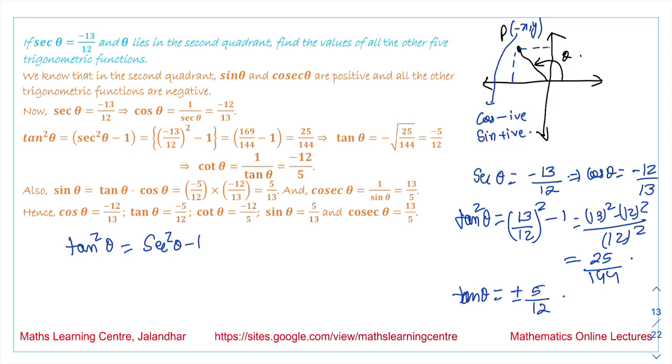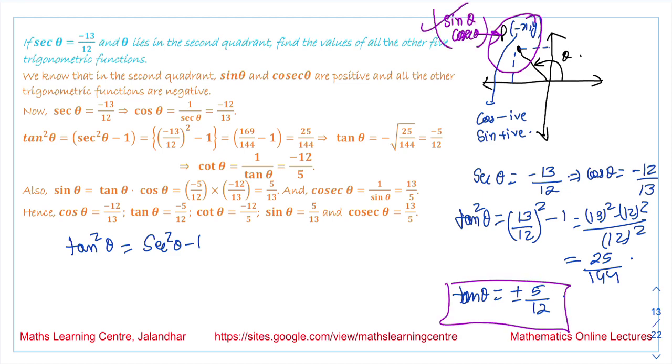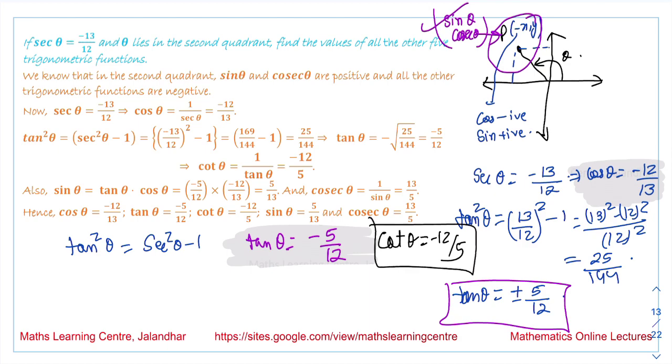Now we are talking about the second quadrant, and we know that in the second quadrant, except for sine and cosecant, all other trigonometric ratios are negative. So the value of tan theta will be minus 5 by 12. We have the value of cos theta as minus 12 by 13, tan theta as minus 5 by 12. So cot theta will be minus 12 by 5.